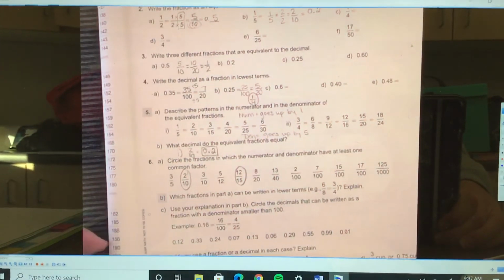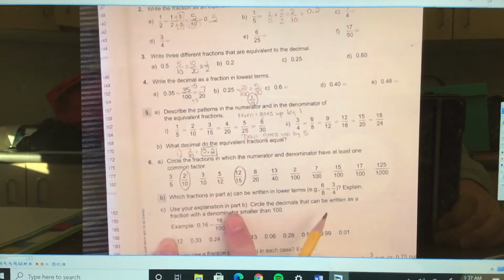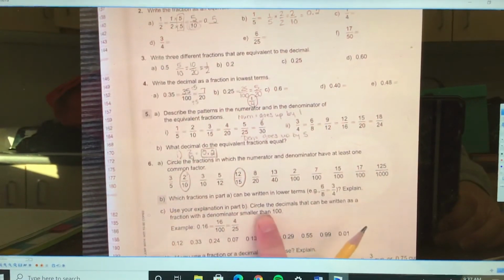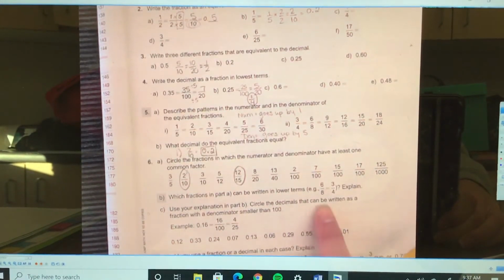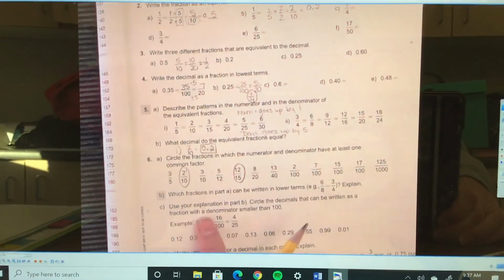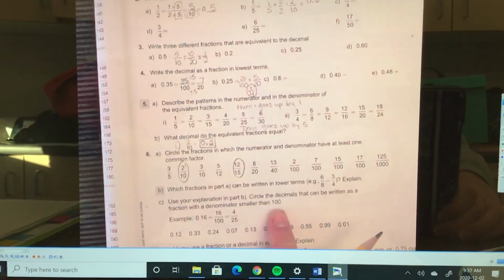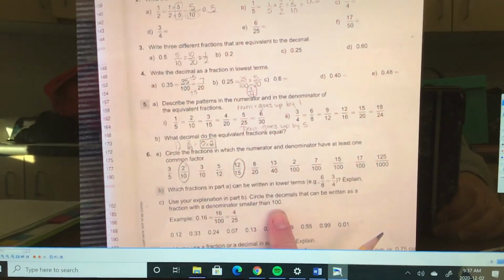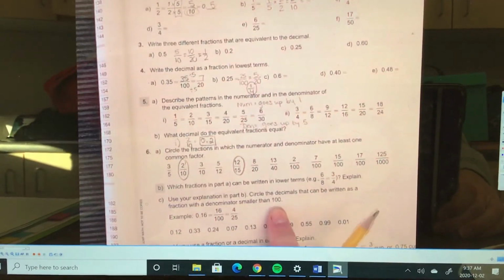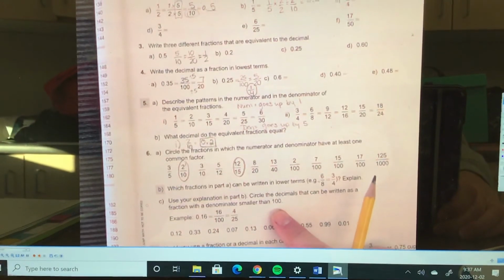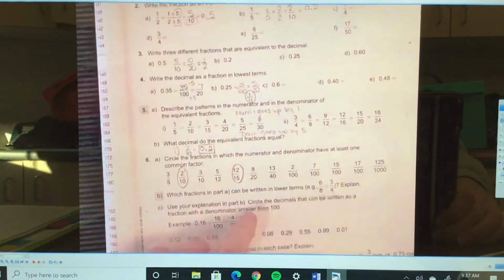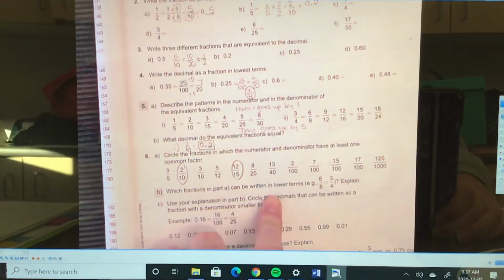Now, for part C, we need to use our explanation. In part B, circle the decimals that can be written as a fraction with the denominator smaller than 100. Nolan, do you have a question? Are you ready to answer? I have a question. Yeah. I don't get what a common factor is. A common factor is a factor that works for both numbers.